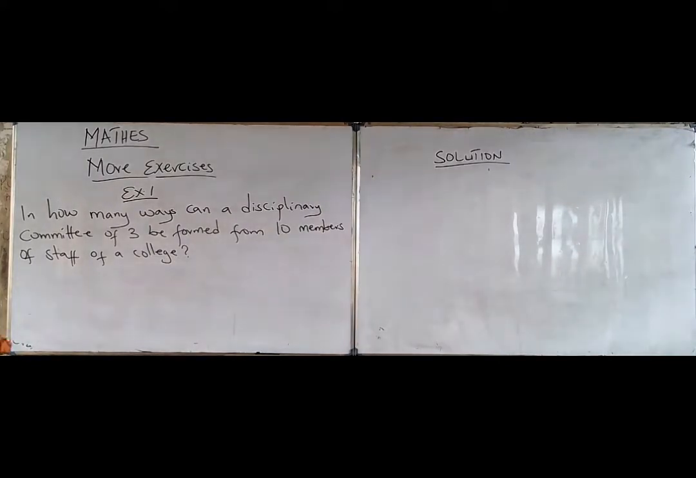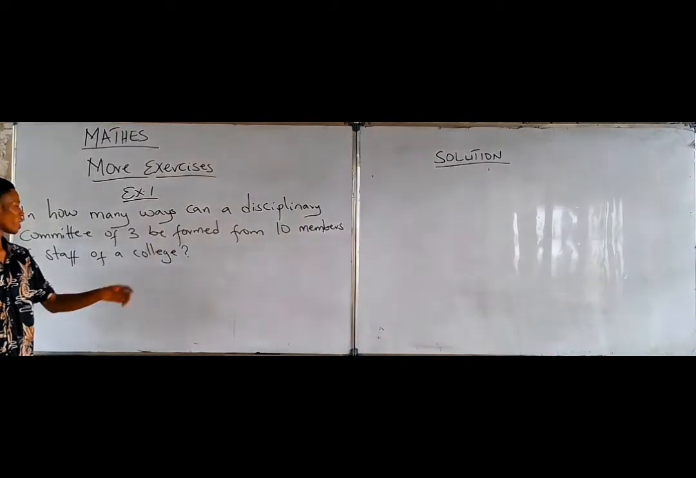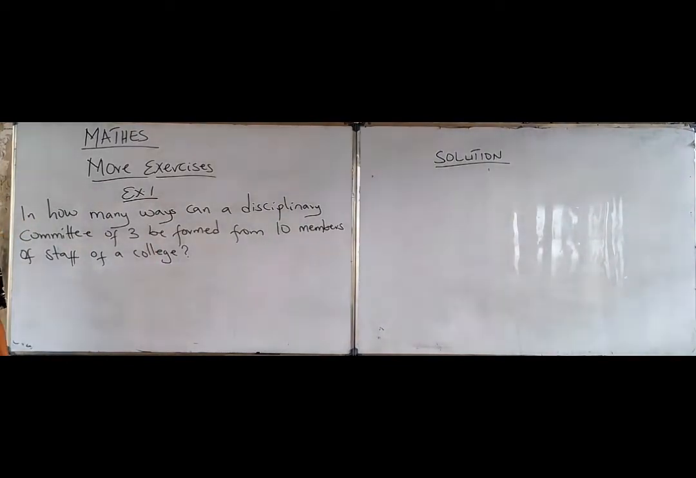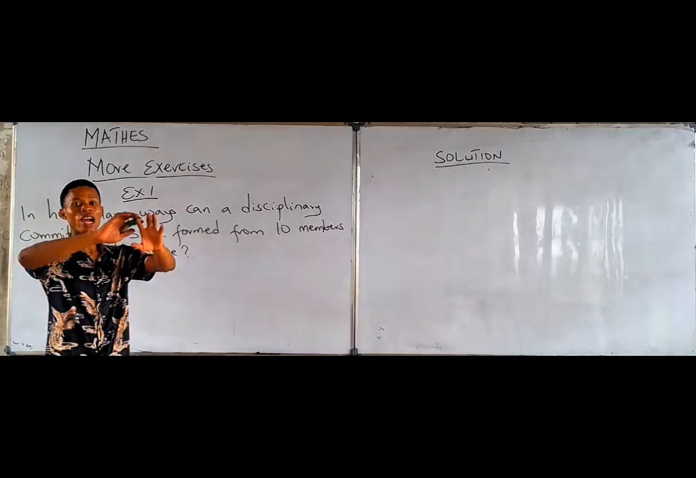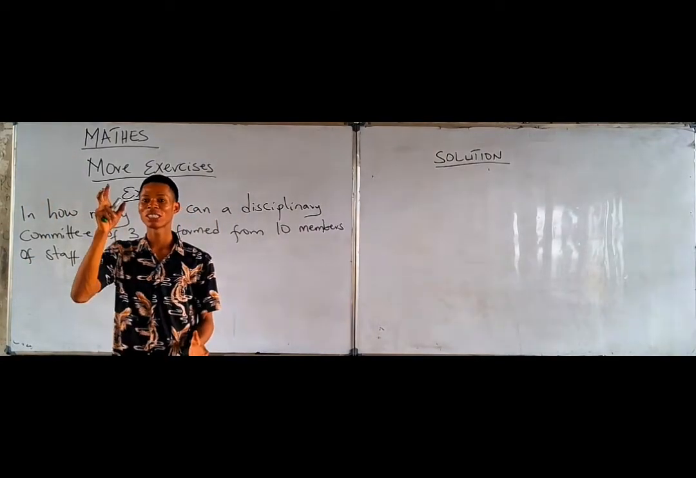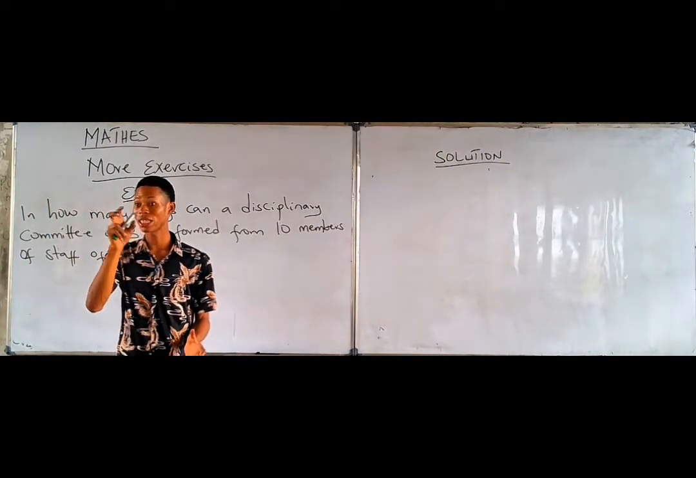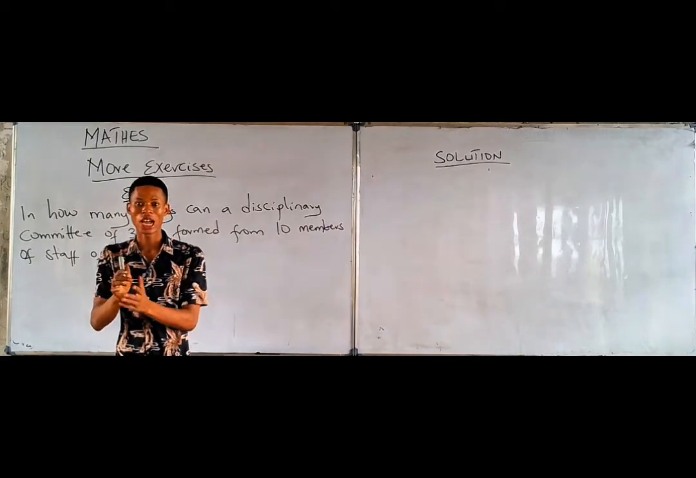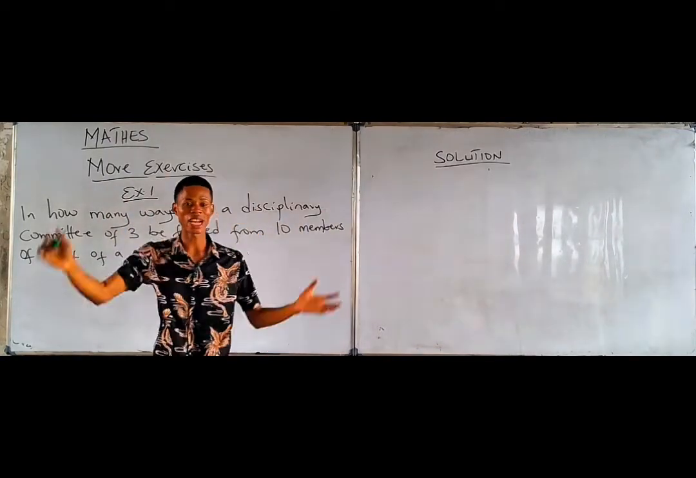Now let's look at this together. More exercises. In how many ways can a disciplinary committee of 3 be formed from 10 members of staff of a college? Now, total we have 10 persons. You want to form a committee of 3, right? 3 persons in the committee. And you want to select the 3 persons out of the 10.